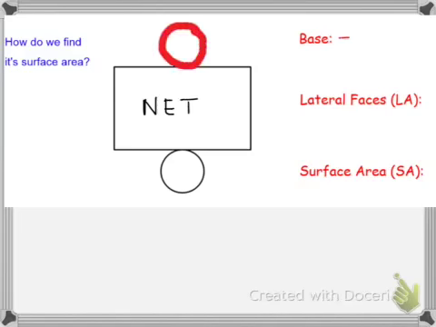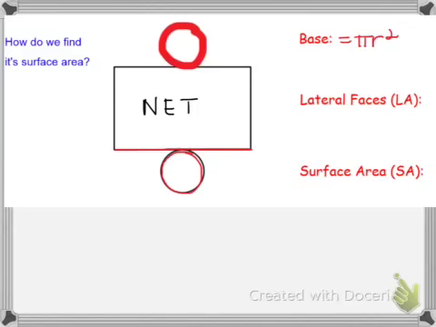So here's the net of your cylinder. You've got your 2 circular bases, and to find the area of your base is just like what we did a couple of weeks ago, using your area formula, which is pi r squared. Now the rectangle is considered to be the lateral face of the figure. We call that the lateral area, hence why you see the LA in parentheses.